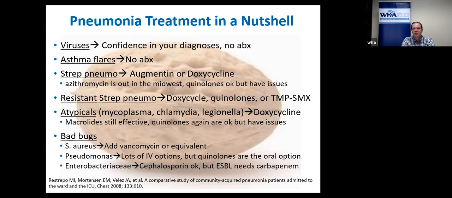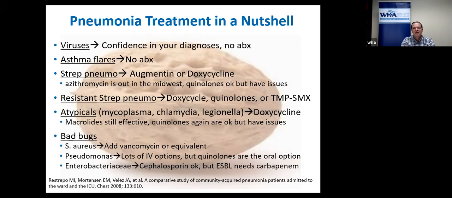So if a patient comes into your practice and they have cough, rhinorrhea, maybe they have some reactive airway disease, they've got a sore throat with it. That is a typical viral syndrome. You do not need to send a chest x-ray on that patient. You do not need to treat with antibiotics unless you have a compelling reason to do so or something stands out about that case.